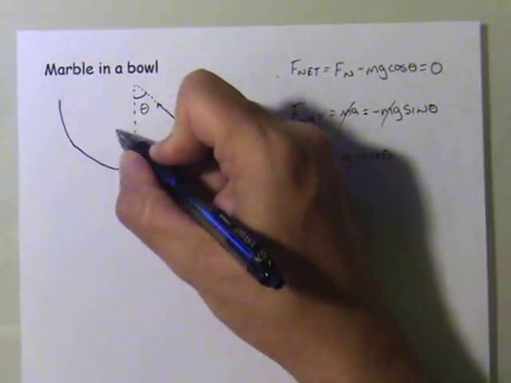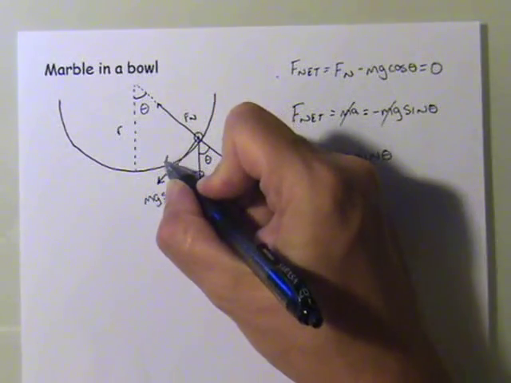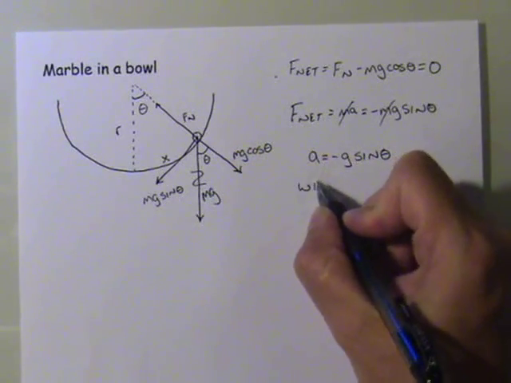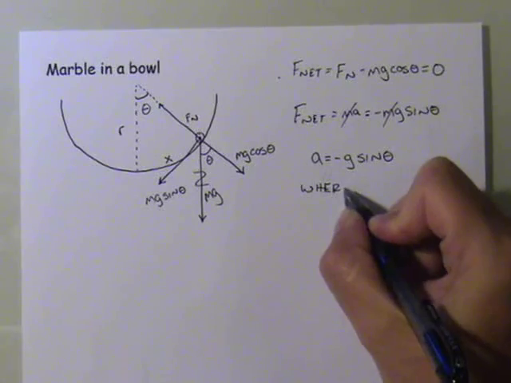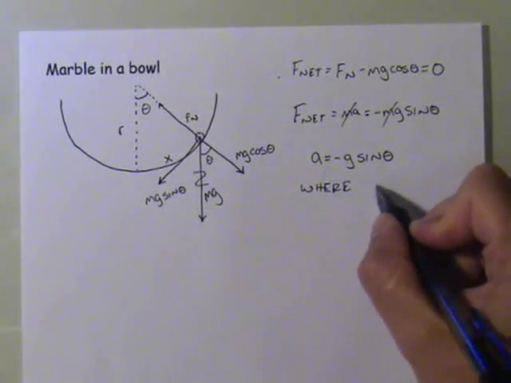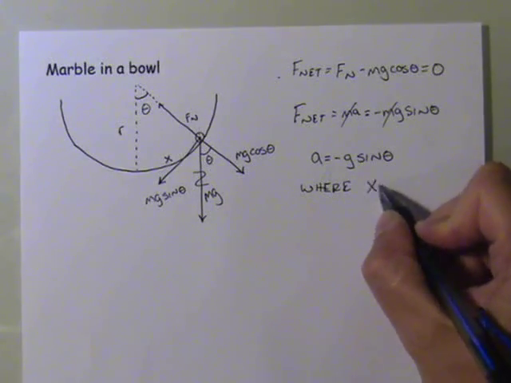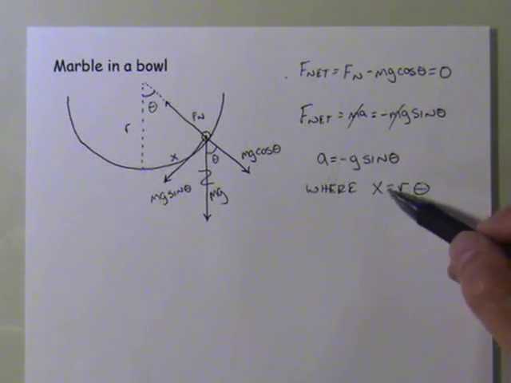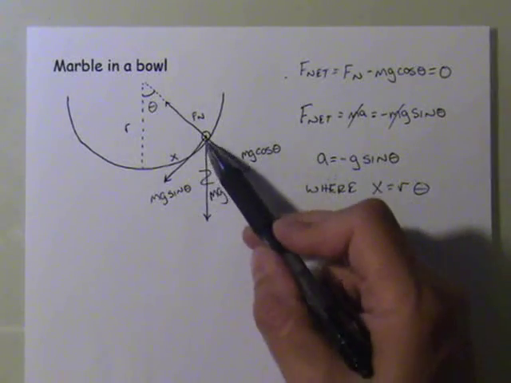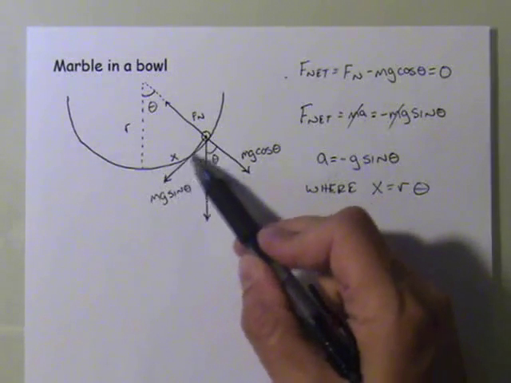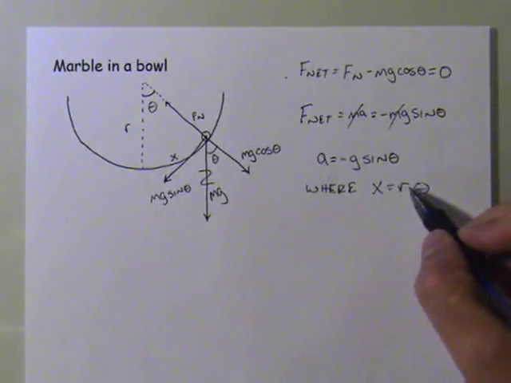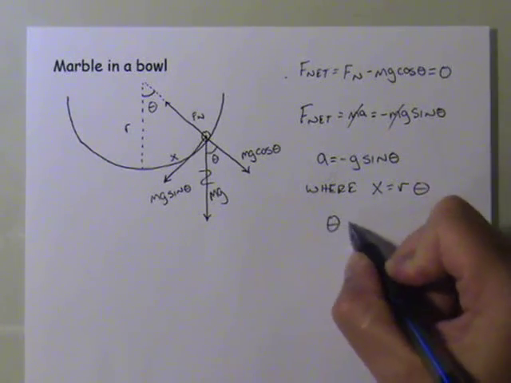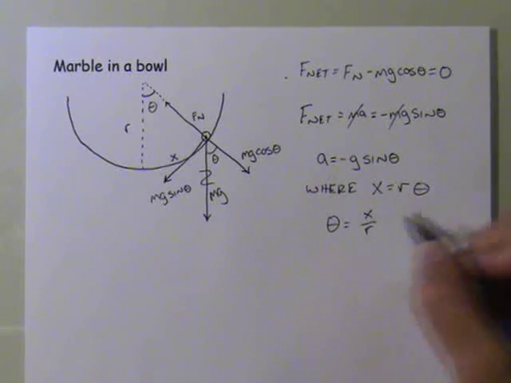So the first thing that we're going to do is to recognize that the radius r is related to the displacement through the formula x is equal to r theta. The displacement, the arc length x, is equal to the radius times the angle in radians. That means that theta is equal to x over r.